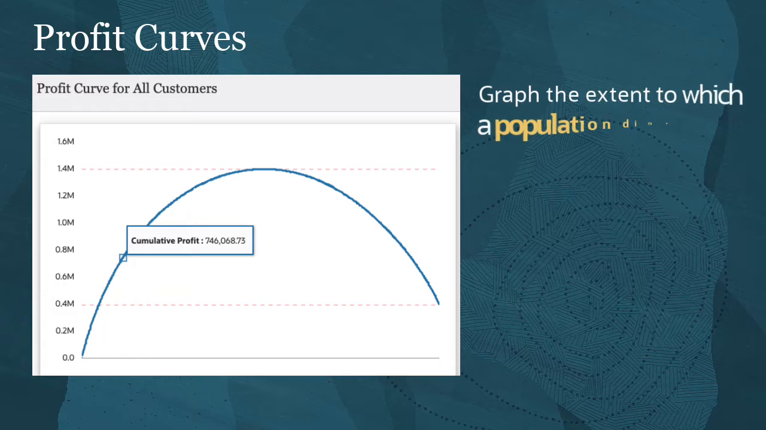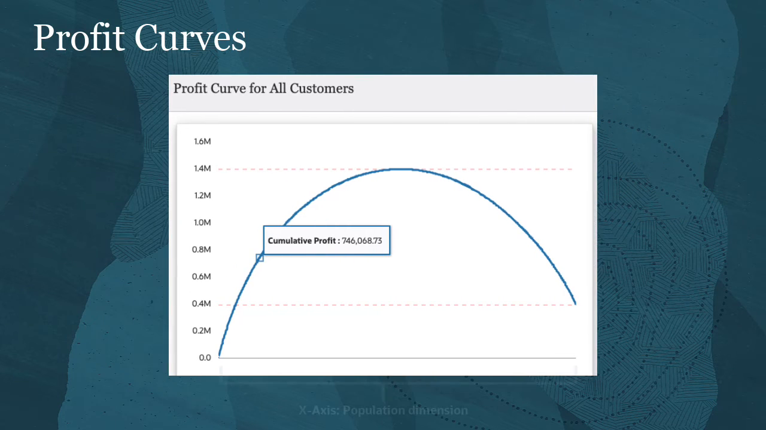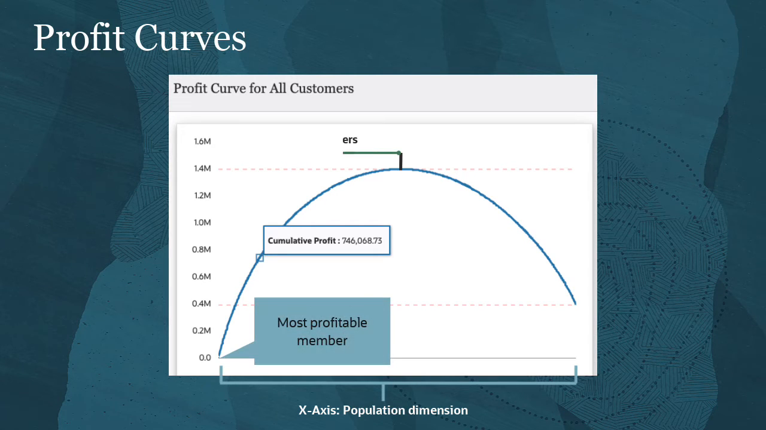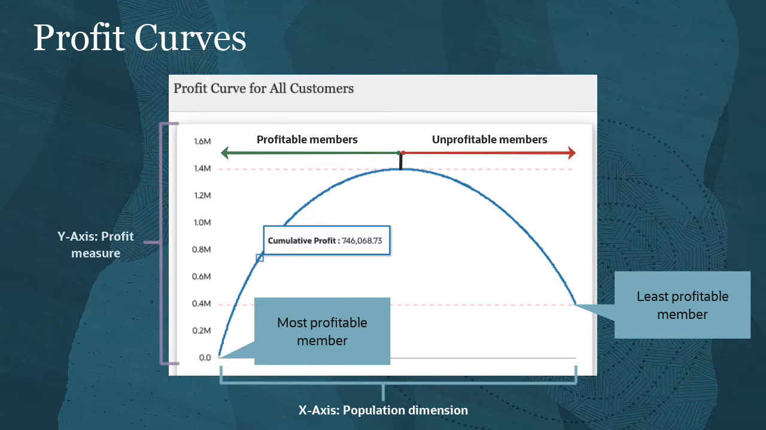Profit curves graph the extent to which a population dimension, such as customers or products, contributes to or detracts from overall profitability. The x-axis plots the population dimension in descending order by profit yields, with the most profitable member at the far left and the least profitable member at the far right. The y-axis shows cumulative values for a profit measure, such as net income.